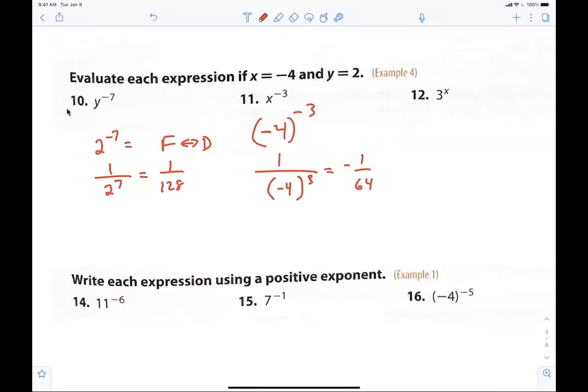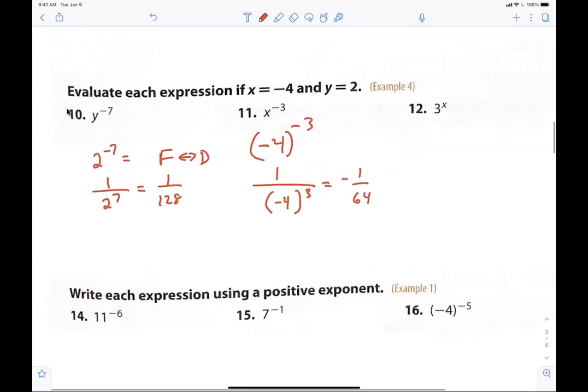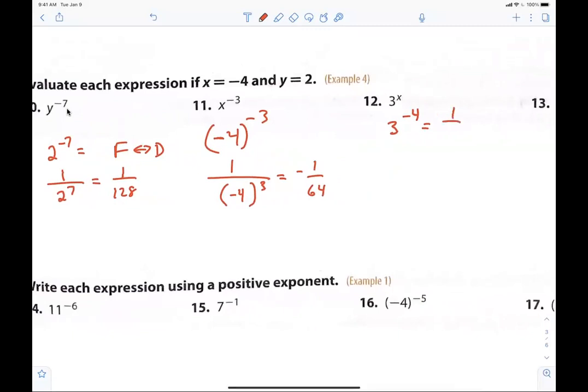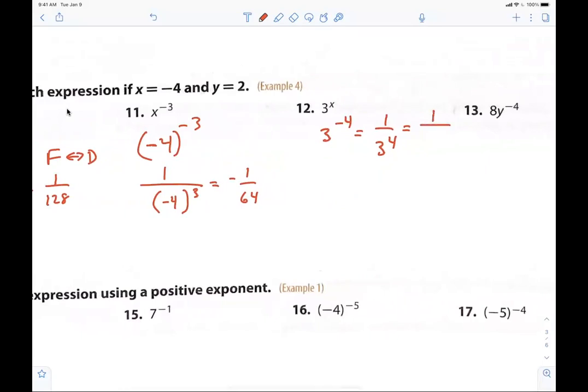All right, now number 12. Sorry, Maggie, you get to do 12. So it's 3 to the -4th power, and then you do 1 over 2 to the -4. That's right. And what's 3 to the 4th? You tell me. Yes, 1 over 81. 1 over 81. Okay.